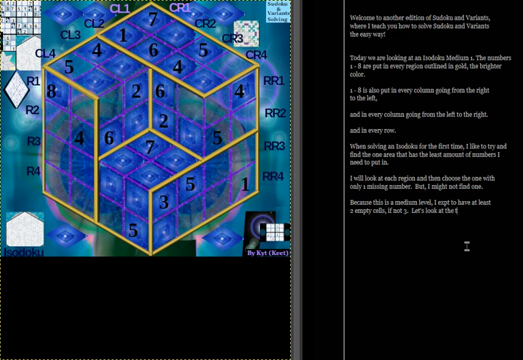Let's look at the top region. The easy way is to simply count to find out what numbers are missing. 1, 2 is missing. 3 is missing. 4, 5, 6, 7, and 8 is missing.